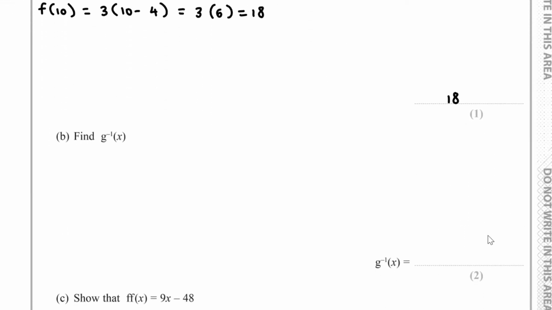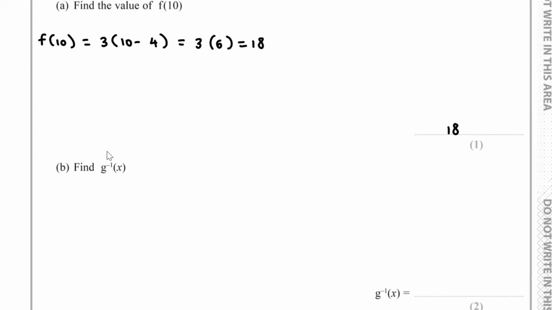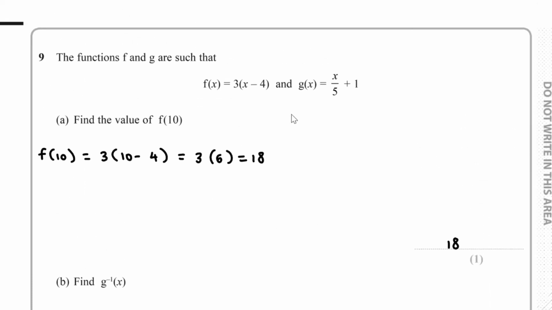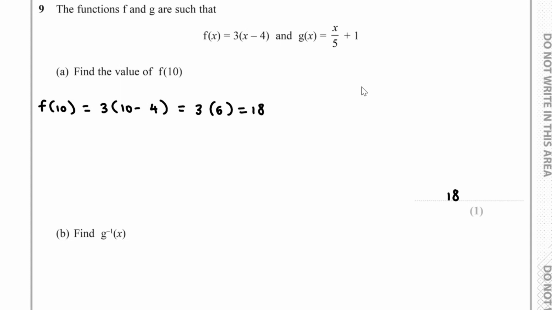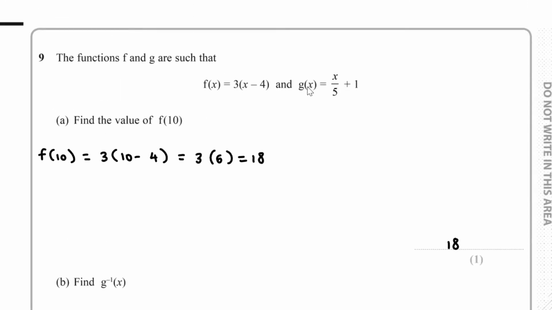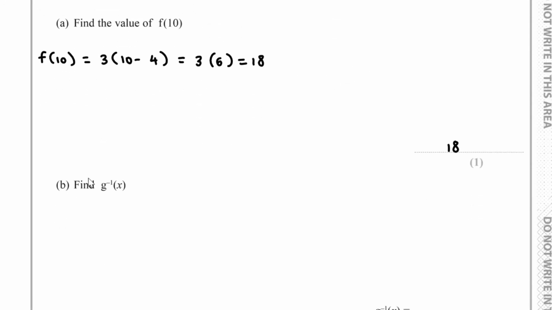And now for part B, we have to find the inverse of g. Well, we know here that g of x is equal to x over 5 plus 1. So first thing we will do is replace the g of x with y. So we have y equals x over 5 plus 1. We will now rearrange for x.